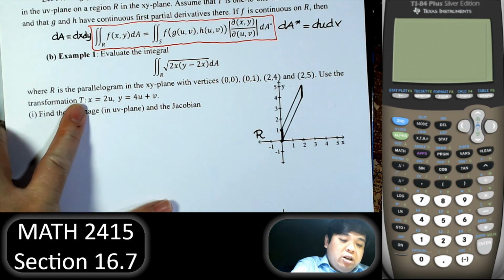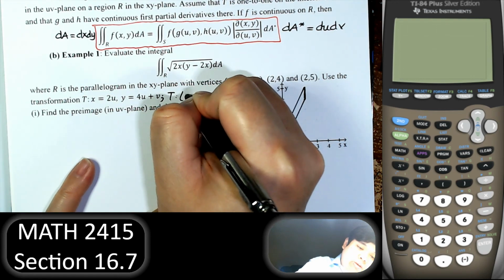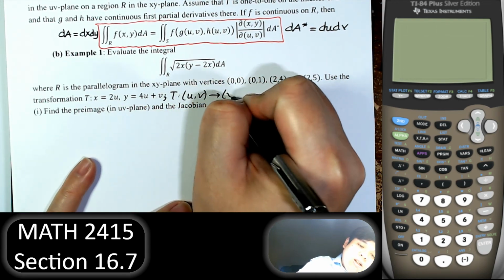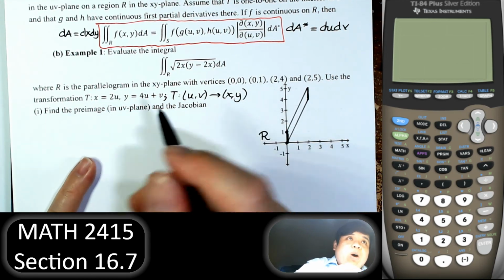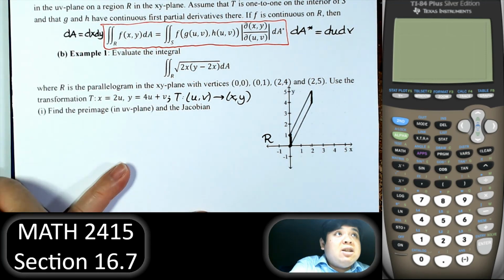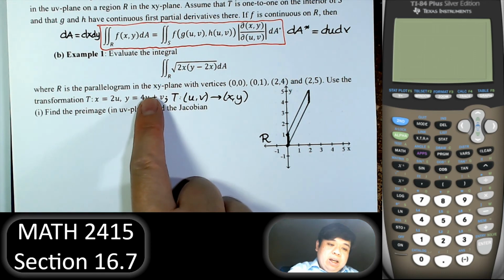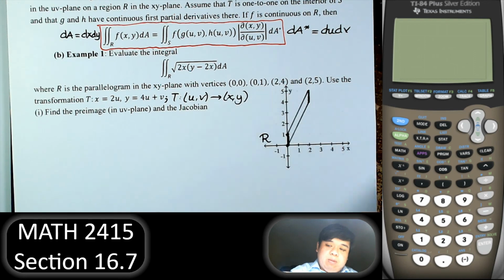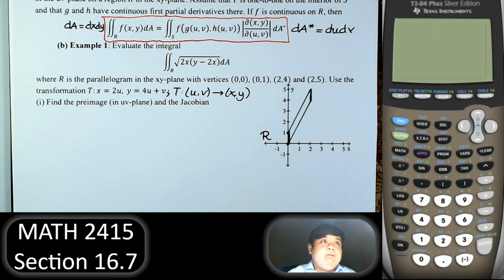So we know the transformation here, that transformation going from u and v to x and y. So UV is the pre-image, and xy is the image. Now we need to find the pre-image, so how do we do that? We know those points here in the xy plane, right? We have xy for all of the points. So how do we find that?